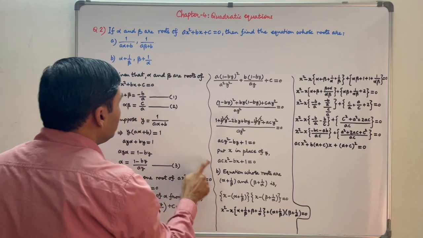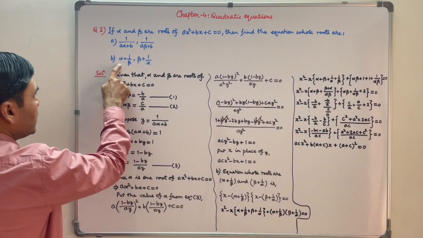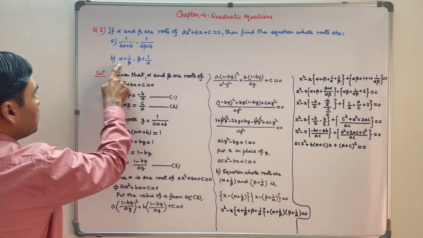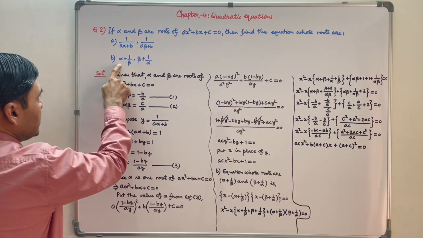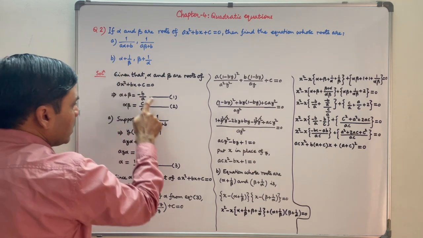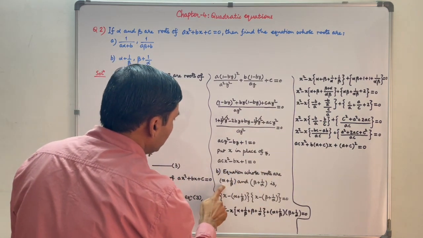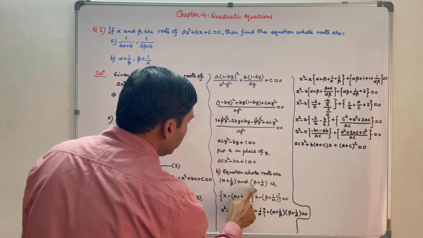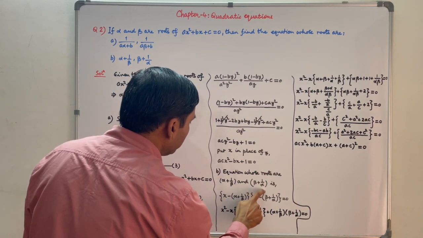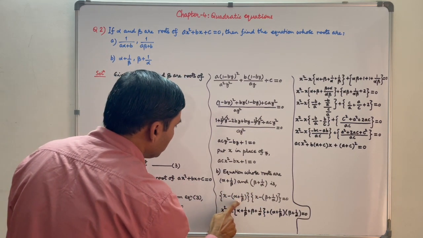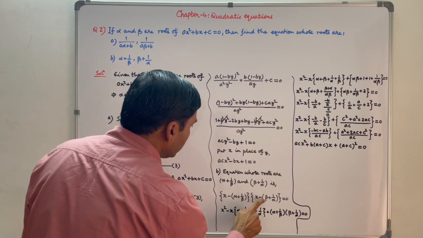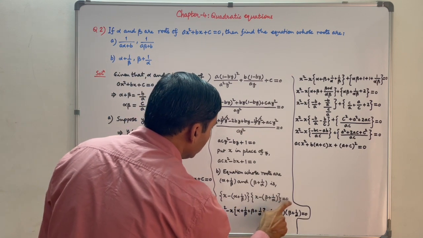Part B. We cannot apply transformation of an equation method here because if we put y is equal to alpha plus 1 by beta, we cannot write alpha in terms of y because beta will also be there. So we will change our approach here. Equation whose roots are alpha plus 1 by beta and beta plus 1 by alpha will be given by x minus first root into x minus second root is equal to 0.